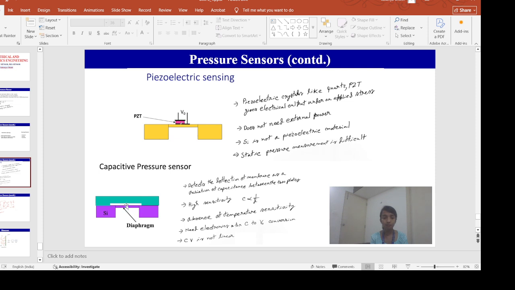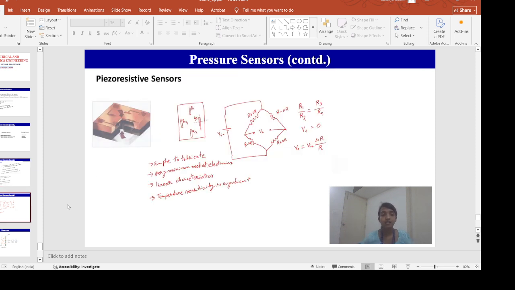As a result, the separation between the top plate and the bottom membrane will be different, and the capacitance will change. If we measure the change in the capacitance, we can measure how much is the deflection of this membrane and how much is the pressure. Here also, as in the piezoelectric type sensing, if we can measure the electric voltage generated from this PZT material, we will be able to know how much is the deflection of the membrane and how much is the pressure. Next is the piezoresistive sensor.